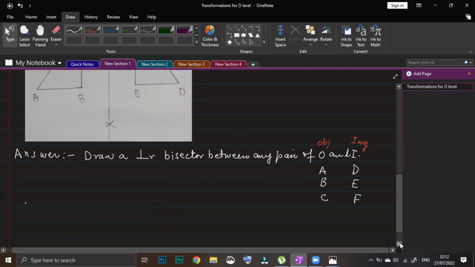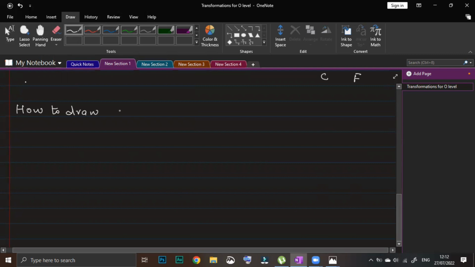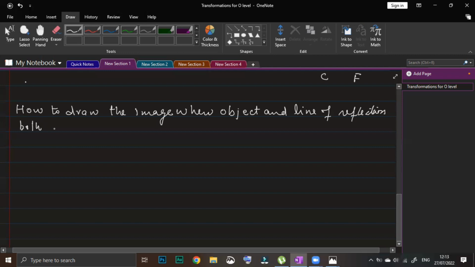Now the next task is how to draw the image when object and line of reflection both are given. I will elaborate this one with the help of a question.